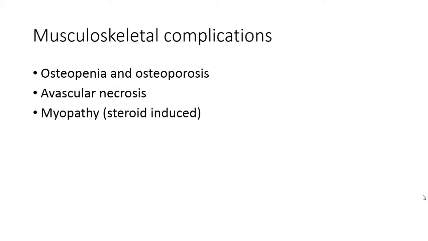Not really focused on any of this, but just to be aware, these people are going to get osteopenia and osteoporosis because they're on chronic steroid therapy. We do see people, not that infrequently, with avascular necrosis, even requiring hip replacement and such. And then myopathy is a common problem too, especially in the postoperative period, because of the high-dose steroids.